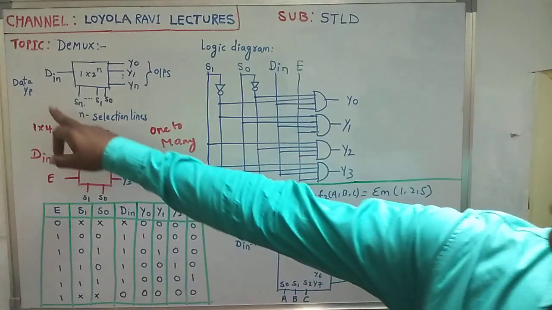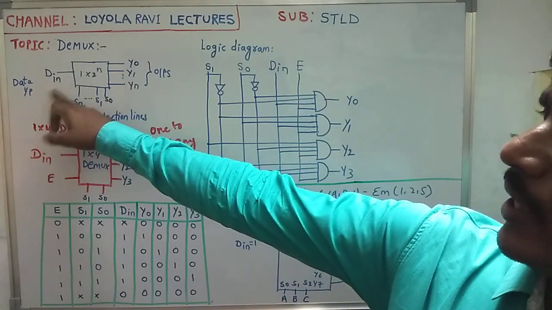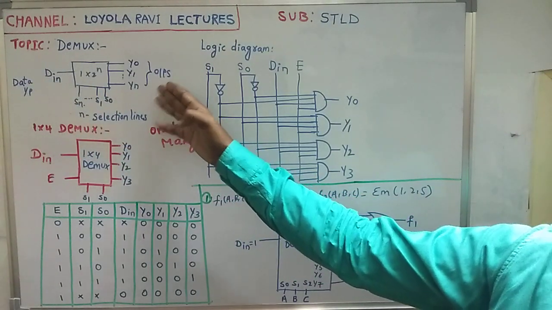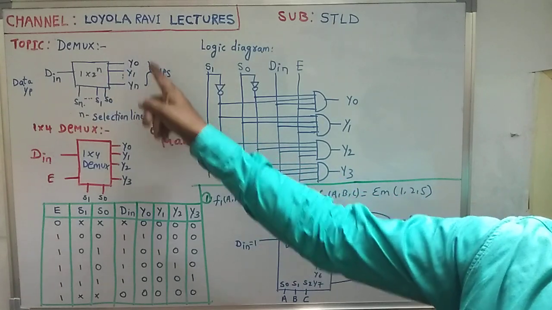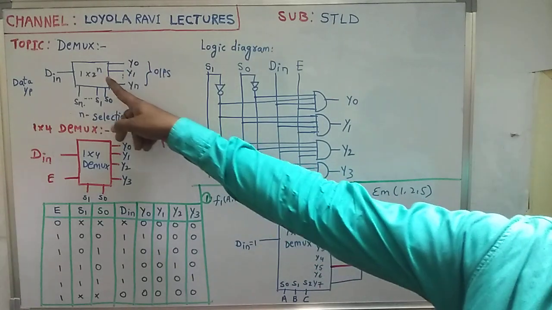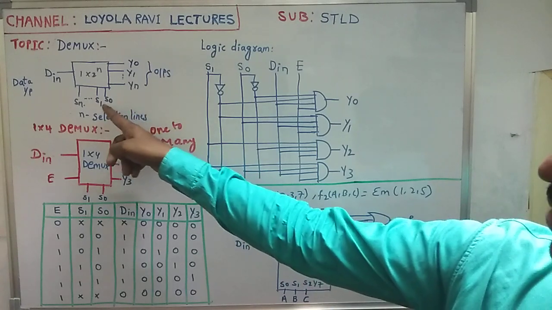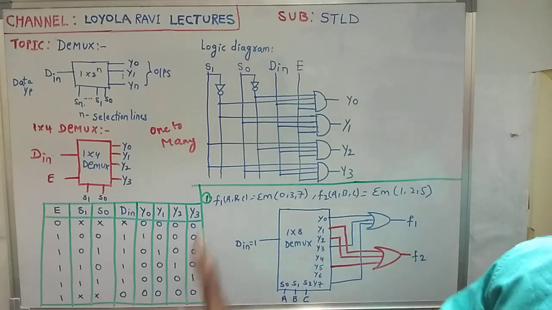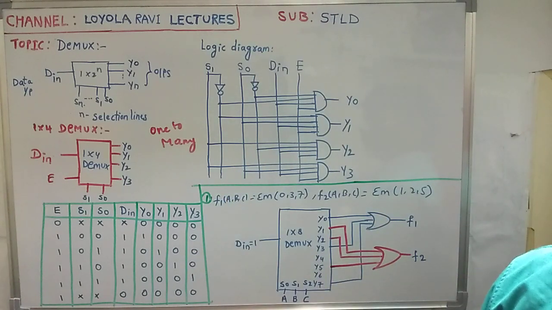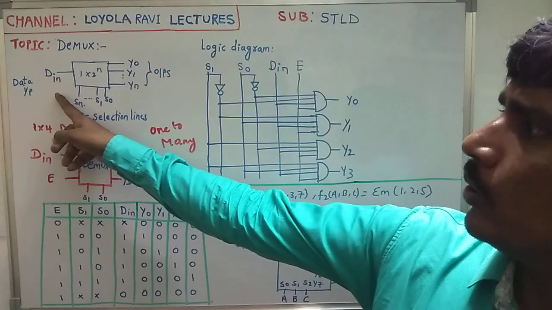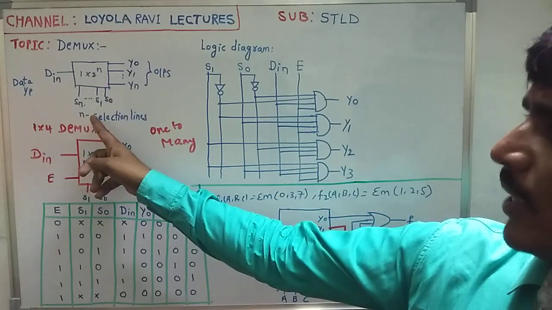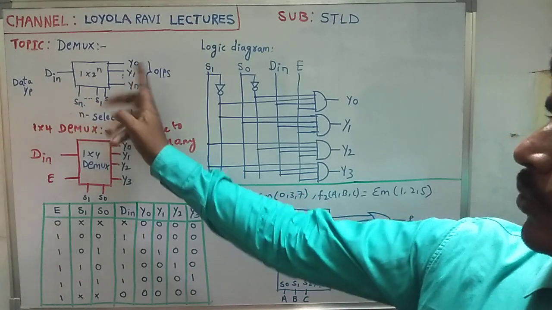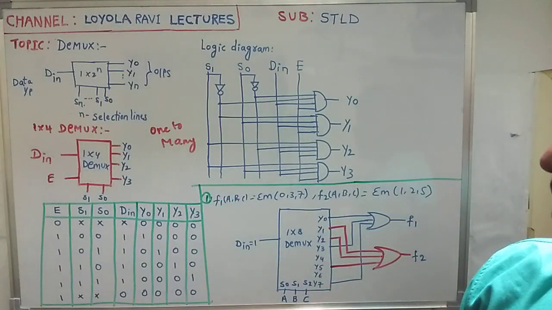See here, I am using one input, that is the data input, and it has a number of outputs, 2 power n outputs, y0, y1 and so on, and s0, s1, s2 and so on are the selection lines. Finally, a demultiplexer is a combinational logic circuit. It has one input, 2 power n outputs and n selection lines. N selection lines, don't confuse.